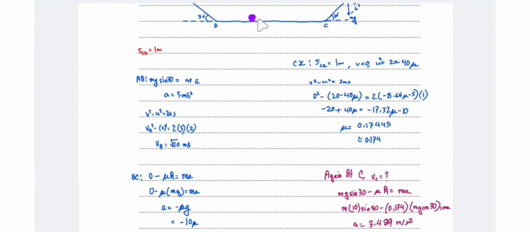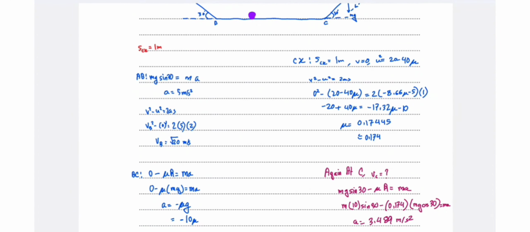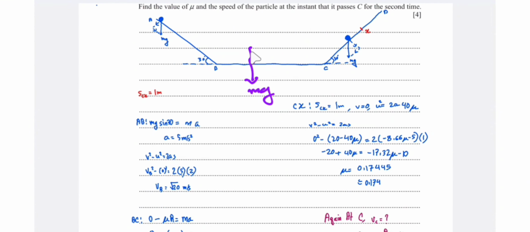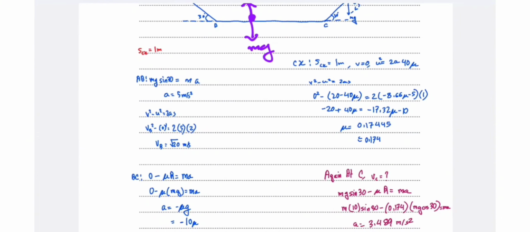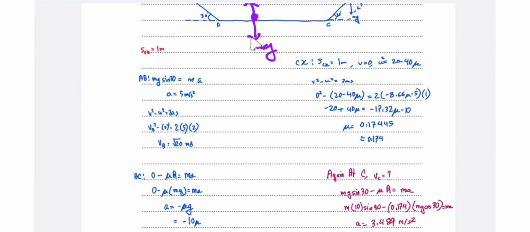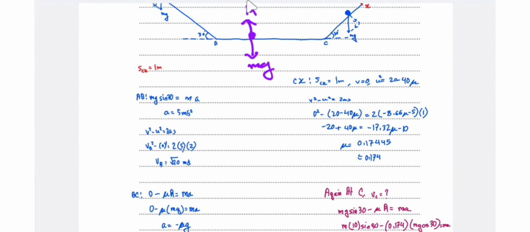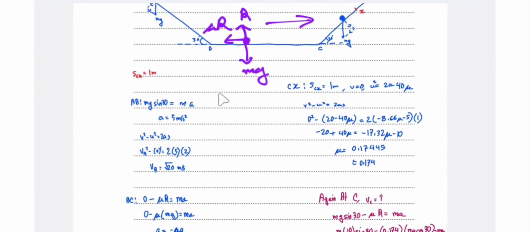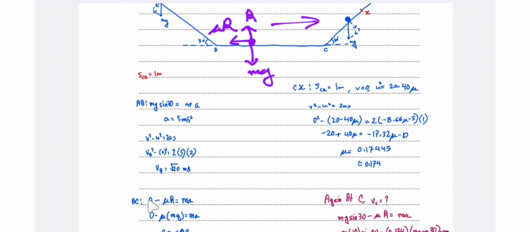Now suppose the object is at this point. For this point, the weight is acting vertically downward, mg, and the normal force is R, acting vertically upward. Since the object is moving in this direction, after passing through this point, the mu R is acting towards the left. So there is no forward force, no driving force minus the backward force, that is mu R. So mu R is the backward force.